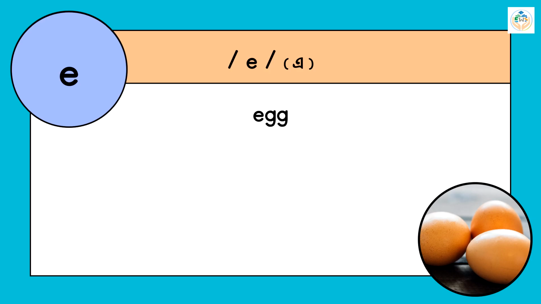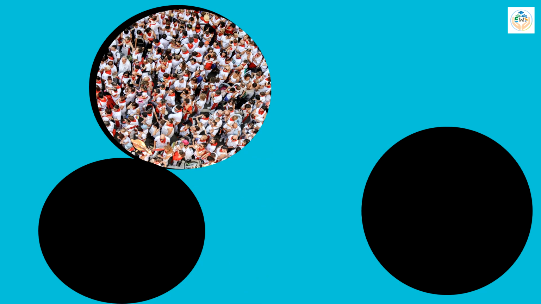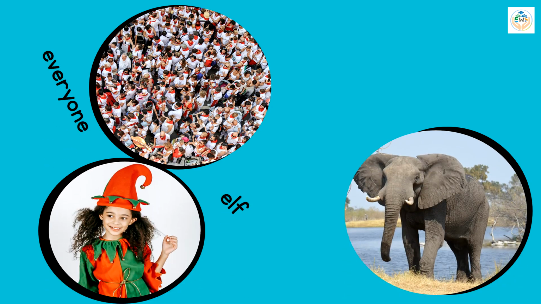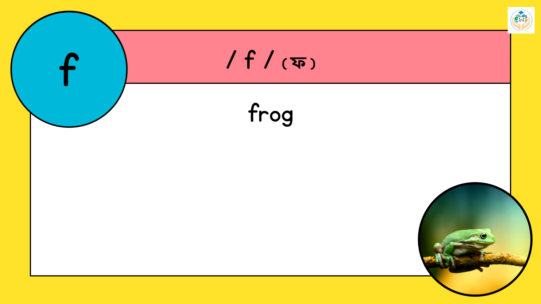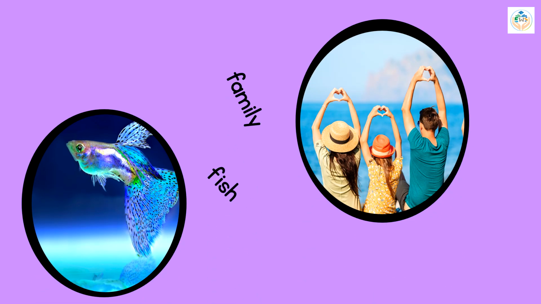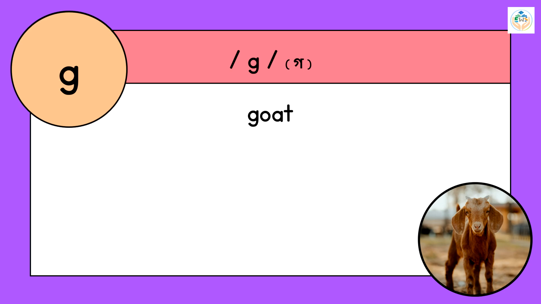E. E sounds like A. E for egg. E for everyone. E for elf. E for elephant. Next, F. F for frog. F for family. F for fish. Next, we have G.